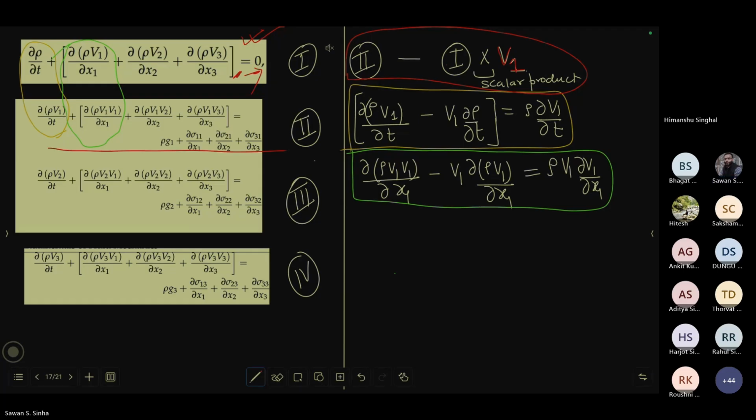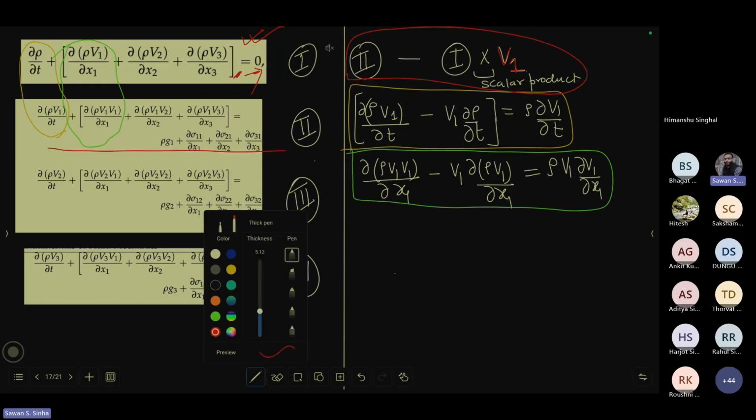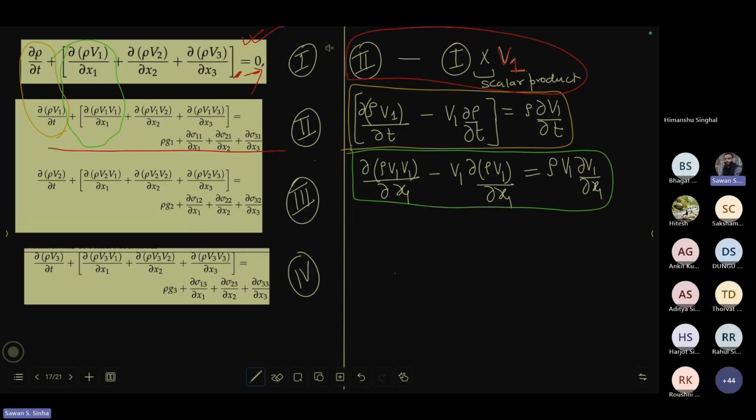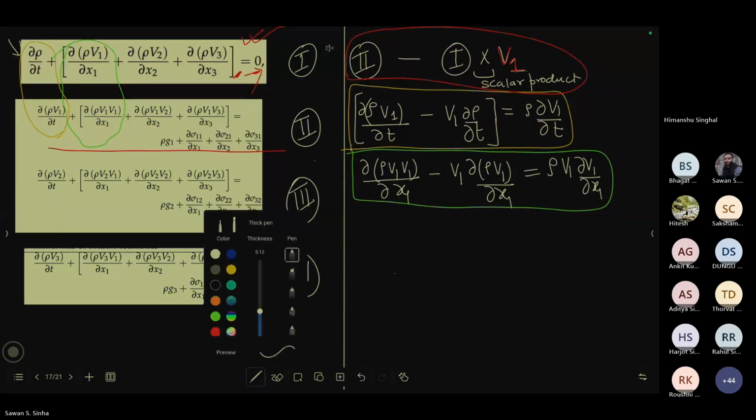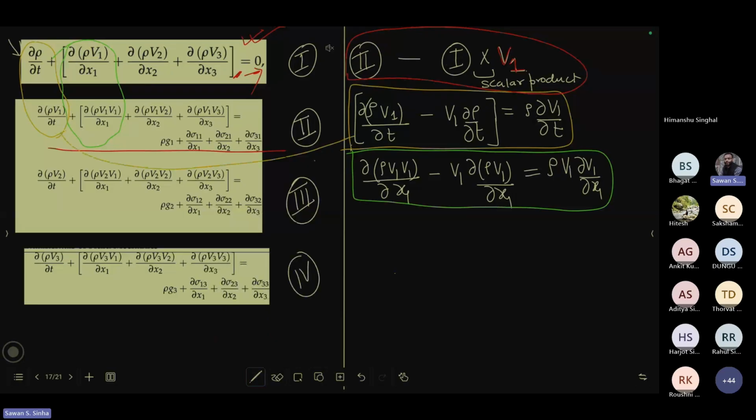I have shown some steps here. So if I just focus on this term, partial with time, I take the second equation, partial with time, del t of rho V1, and I subtract out the product of V1 with this. I get V1 times del rho del t. Now if you apply the product rule of differentiation, this simplifies to rho del V1 del t.